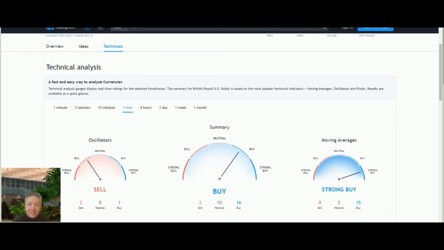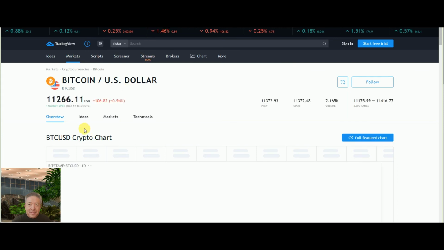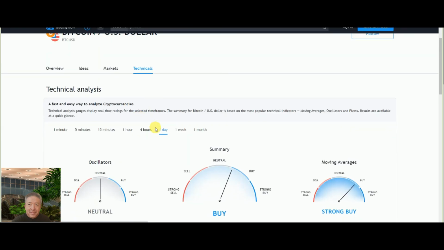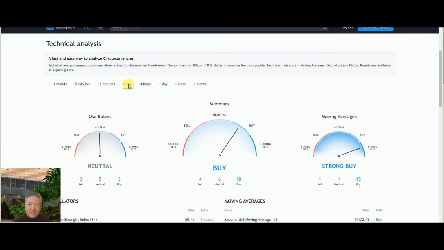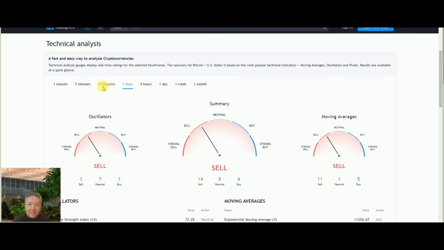So what else? EURUSD, British pound. What about the Bitcoin? Yes, Bitcoin USD. Bitcoin to the US dollars, $11,266.11 per Bitcoin. Look at the technicals. 1 day view, buy, strong buy. For the 1 hour view, if you're trading, it's a sell. So it's a sell short term, and a buy long term. Let's look at 15 minutes, even shorter than that. Wow, strong sell. 5 minutes, oscillator says buy, moving average says sell. I think this is too close to call, so let's just focus on the hourly view.